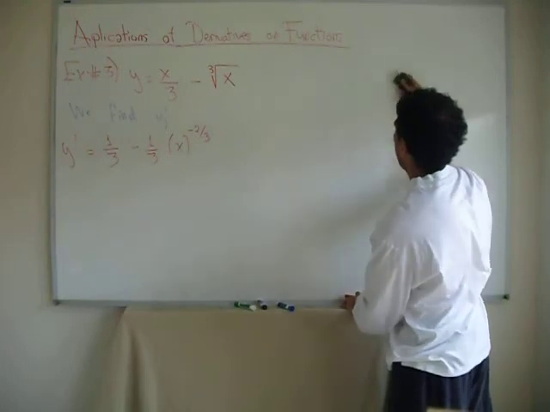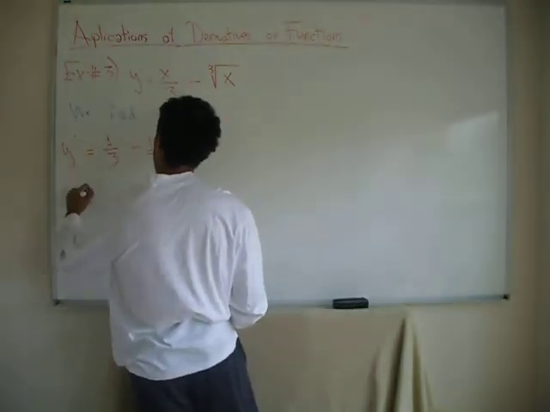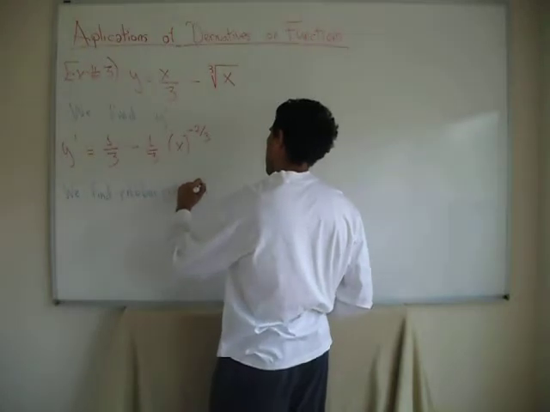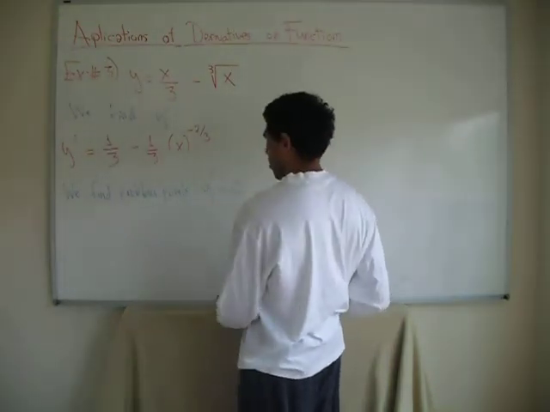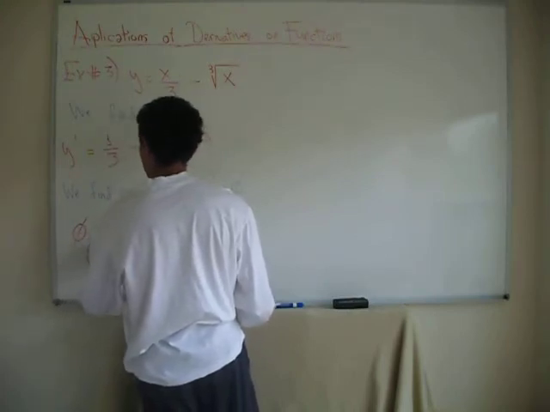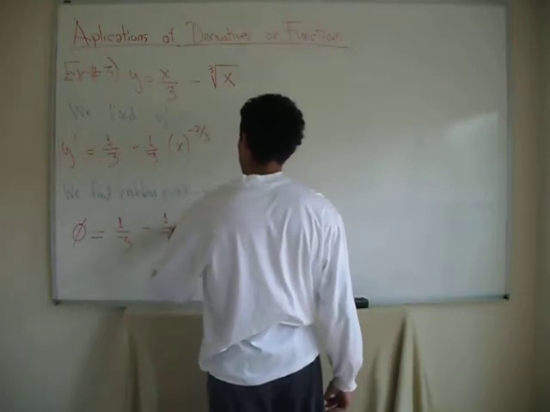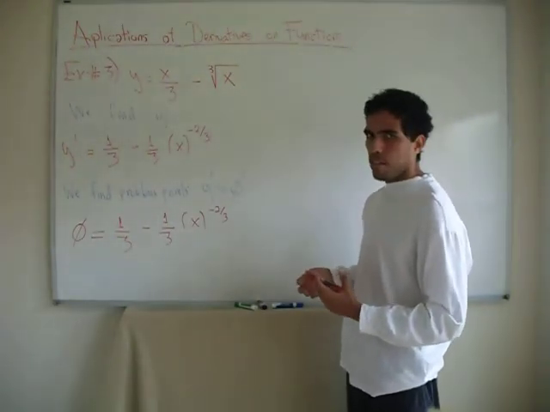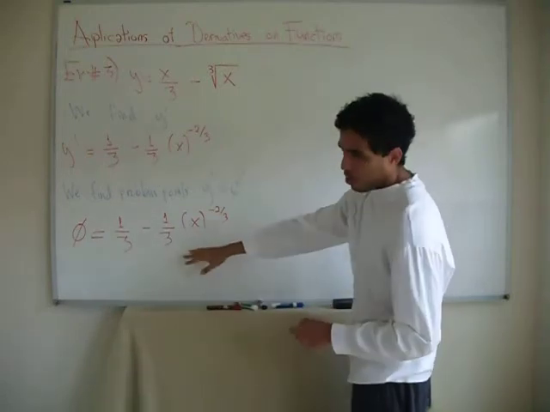Now we have to find the problematic points, where y prime is 0. So we make y prime equal to 0, and we have 1/3 minus 1/3 of x to the power of 2/3. Now we can rewrite this to make it look a little nicer so that we can rearrange the whole equation. Let me solve it real quick on this side of the board, and then I'll erase it.